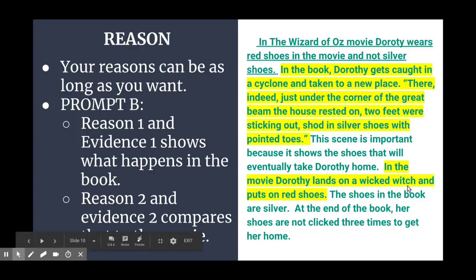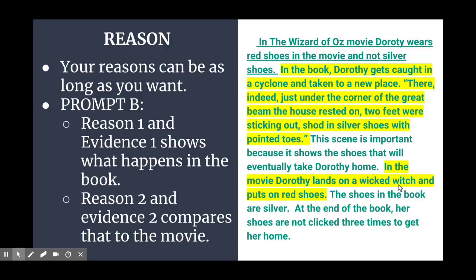My second evidence is highlighted in yellow also, and it says, in the movie, Dorothy lands on the Wicked Witch and puts on red shoes. Well, those of you who were in class when we watched the movie remember it is way more complicated than that. There's way more that happens. But in my evidence, I'm just talking about shoes and what happens to the house. So this evidence could have a lot more so we can really get the picture of the scene, because again we're not talking about just shoes. We should be talking about an entire scene, one entire thing that happens.